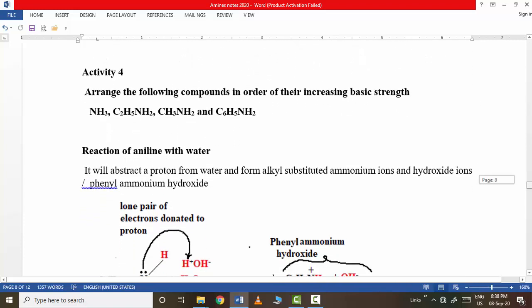Activity question is there. Arrange the following compounds in order of their increasing basic strength. So you have the ammonia, you have the ethylamine, you have the methylamine, and then you have the aniline. So you have to arrange these, study them nicely, understand them nicely, and then arrange them in their increasing basic strength.